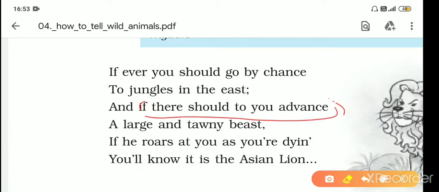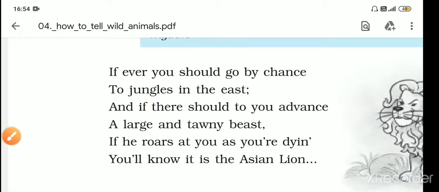Here, "if there should to you advance" is not literally correct, but he is giving a poetic device. This is what is the inversion. Now, assonance is the use of the vowel sound O. So, here in this, "you should go, O, should to you, roars." These are all O sounds, and here it is repeated.